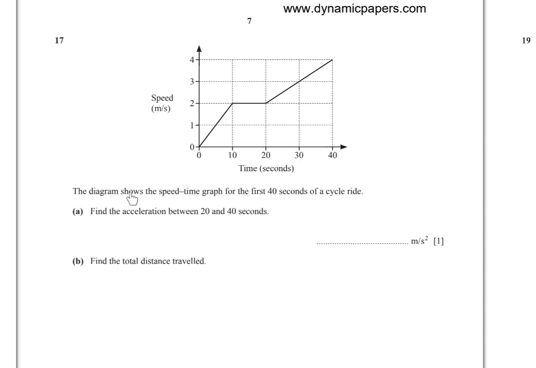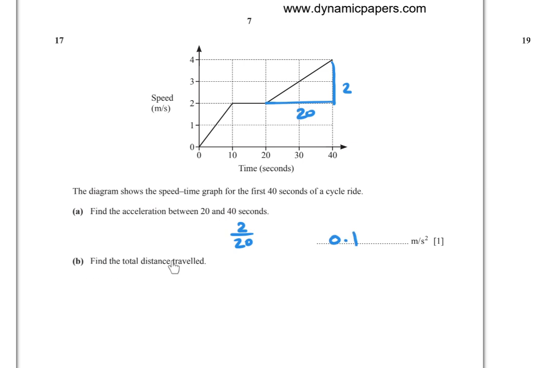17. The diagram shows the speed time graph for the first 40 seconds of a cycle ride. Find the acceleration between 20 and 40 seconds. Between 20 and 40, the acceleration is rise over run. So this rise, which is 2, run from 20 to 40, so 20. So 2 over 20 equals 0.1.